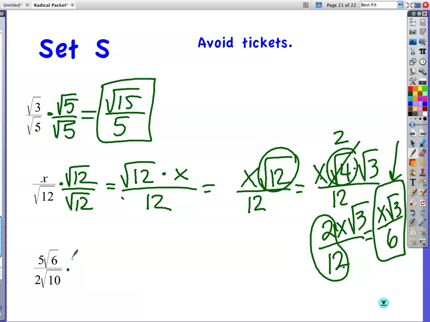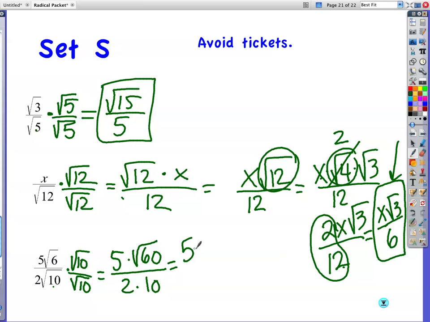Try it again down here. Square root of 10, square root 10. Both the top and the bottom multiplied by that radical in the denominator. So now I have 5 square root 60 over 2 times 10, because square root of 10 times square root of 10 is 10. Square root of 60 has a perfect square number that goes into that. 4 times 15. You got to know your multiplication. You got to know some of these basics here.